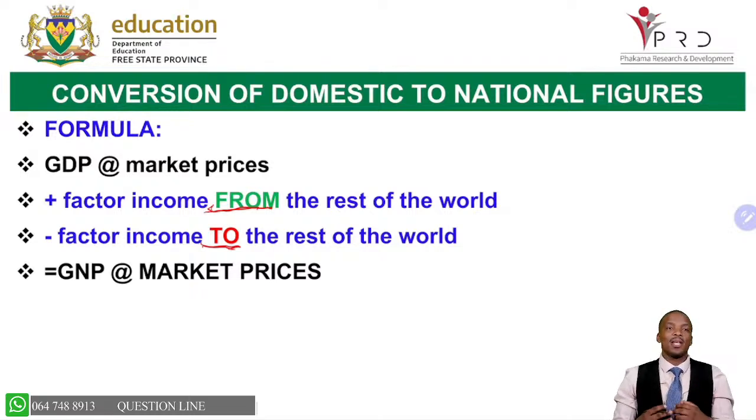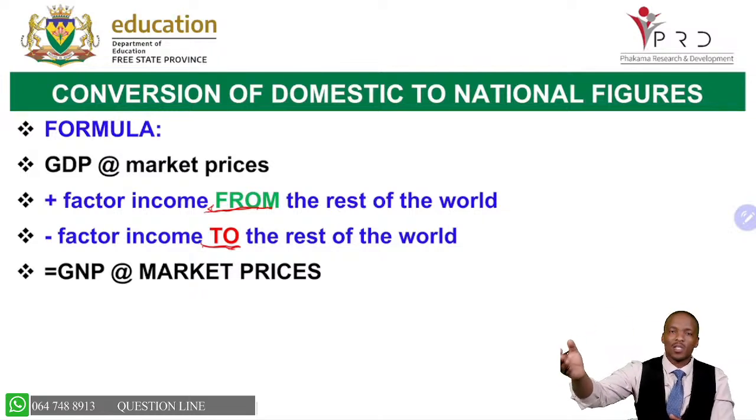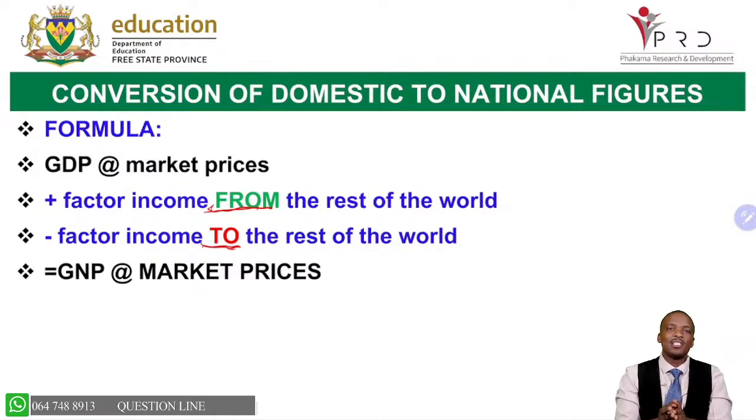But we find that the same thing that we are doing in South Africa is what Australia is doing. Australia's domestic GDP would focus on everyone who's in Australia, whether you are a citizen or not. But the national figures of Australia will focus only on what? Permanent citizens of Australia. Same applies with South Africa. When calculating GDP, it's everyone who's in South Africa. But when calculating the GNP, it focuses only on what? On citizens.